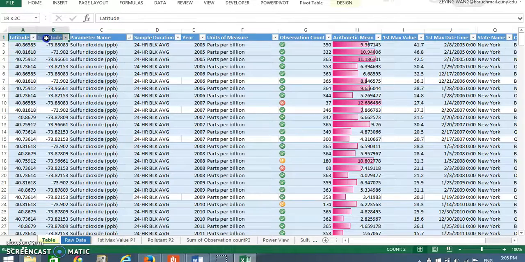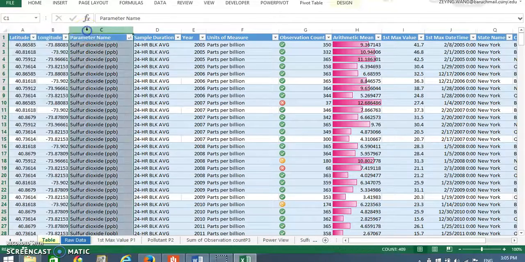The first two columns are latitude and longitude. They give us specific coordinates of the places that have been monitored. Next column is parameter name. It includes the pollutants and non-pollutants being monitored. There are over 400 parameters contained in the raw material worksheet. In order to make my analysis concise, I picked 5 pollutants as representatives.